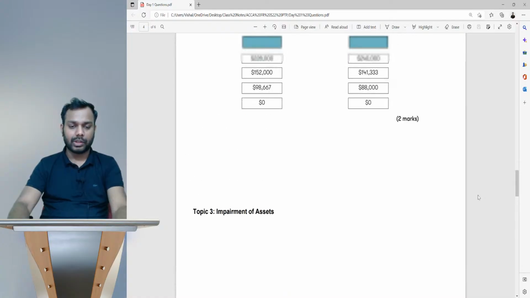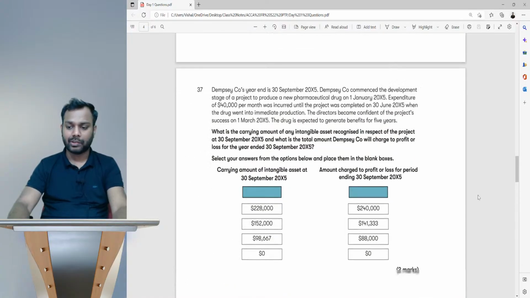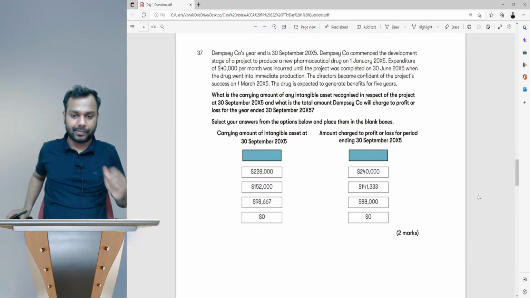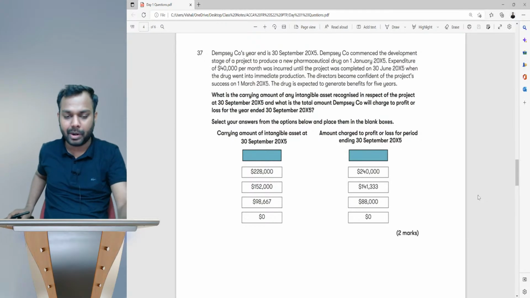Okay, so that's all for intangibles. Let's move on to the third topic, that is impairment of assets.